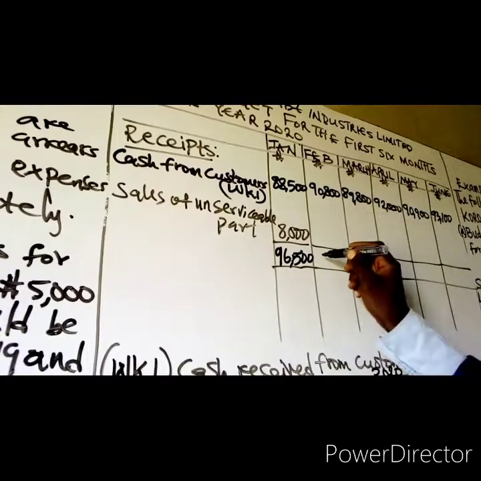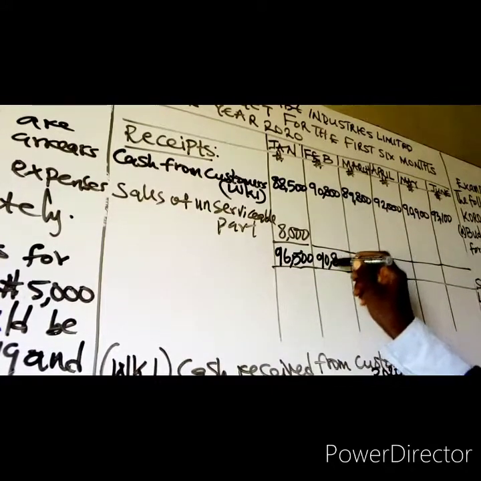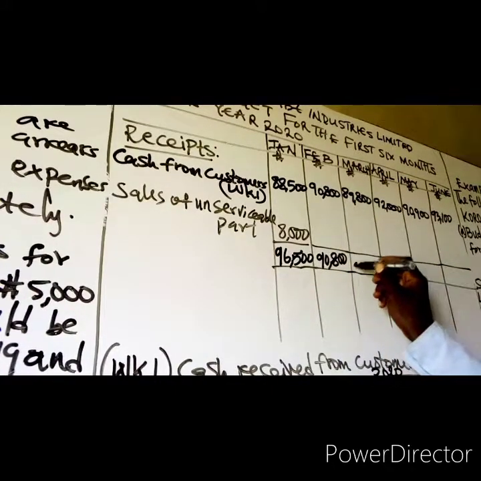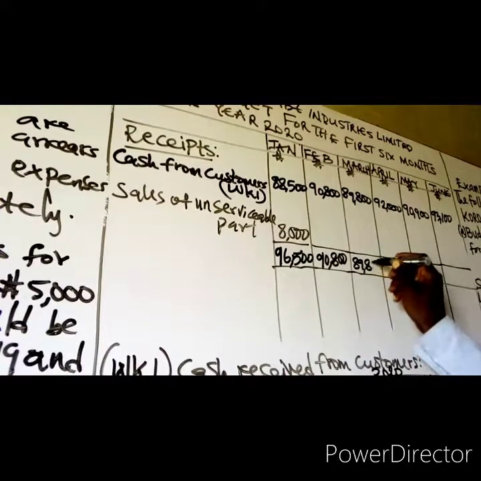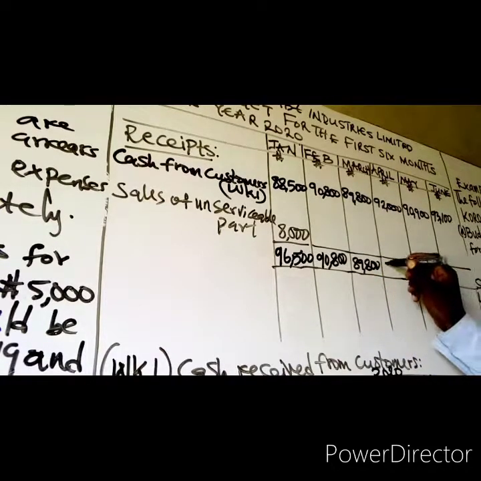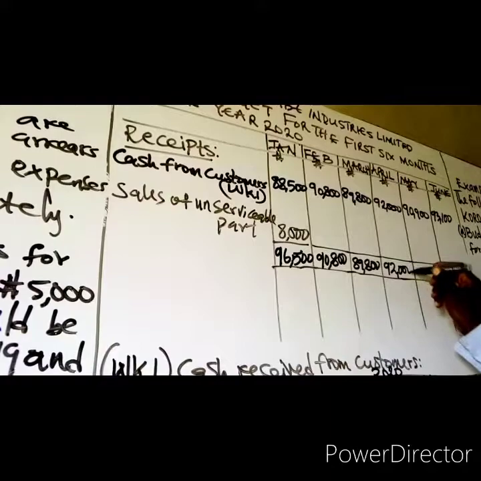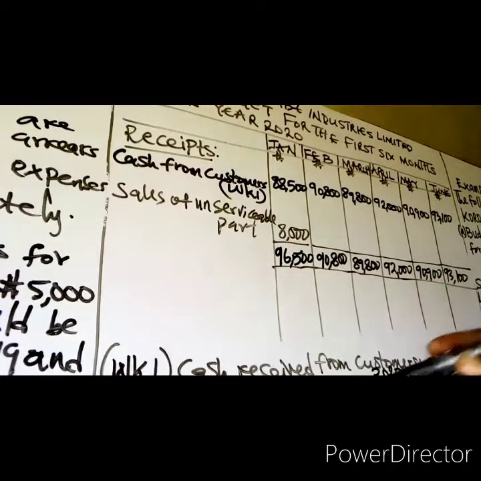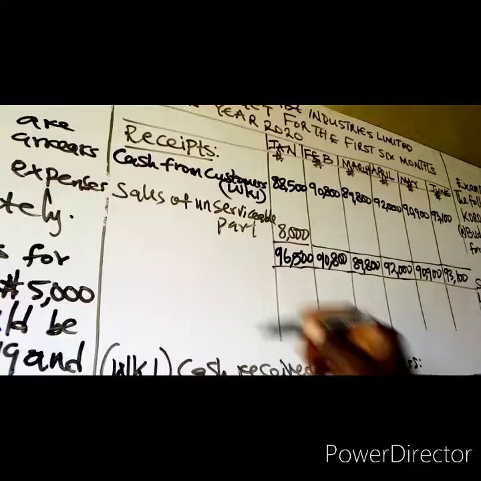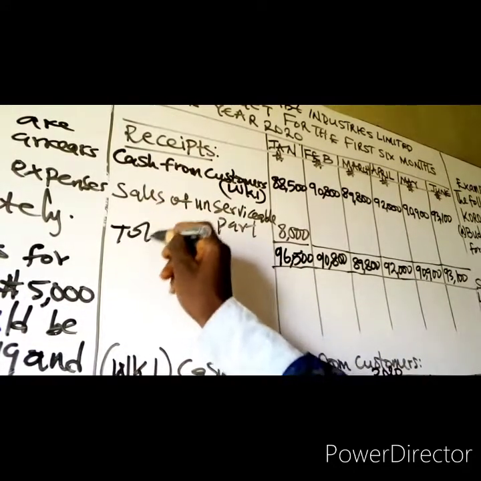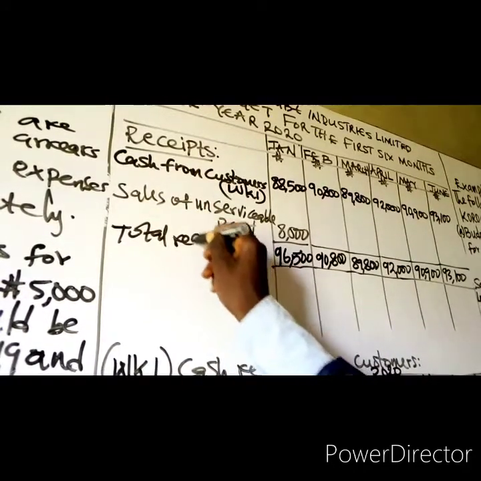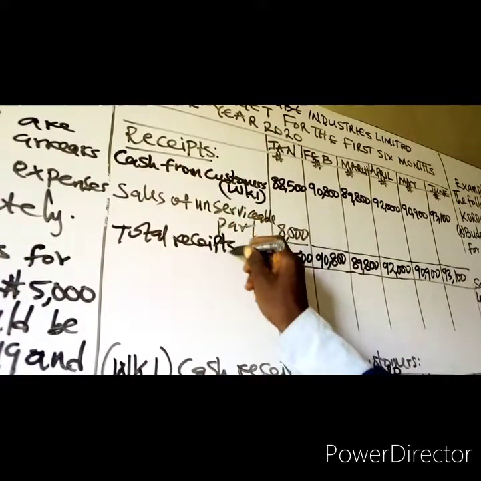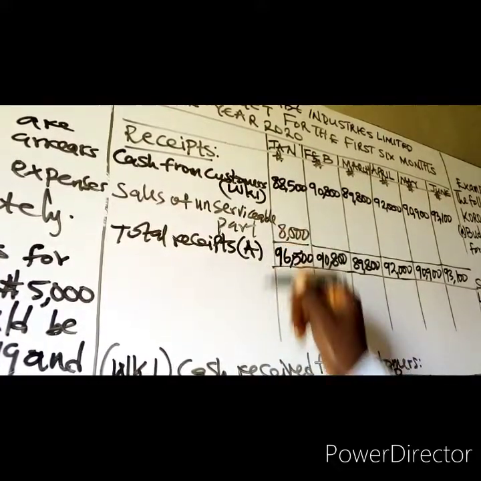That of February we have 90,800. Then we have 89,800. We have 92,000. Then we have 90,900 and 93,100. That is total receipts. Let me have it as A.